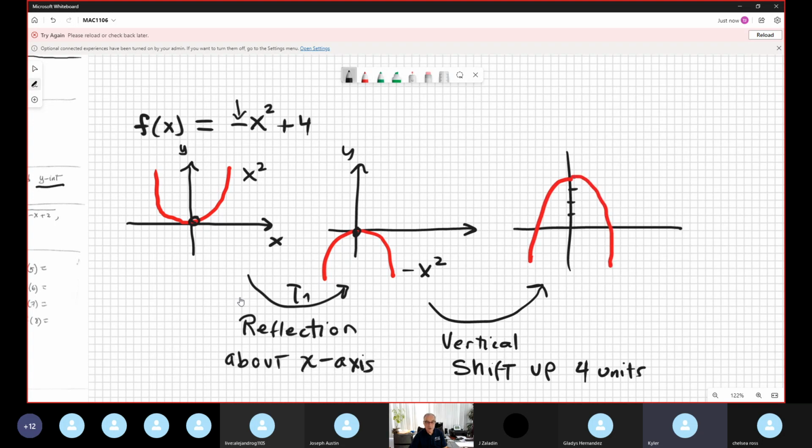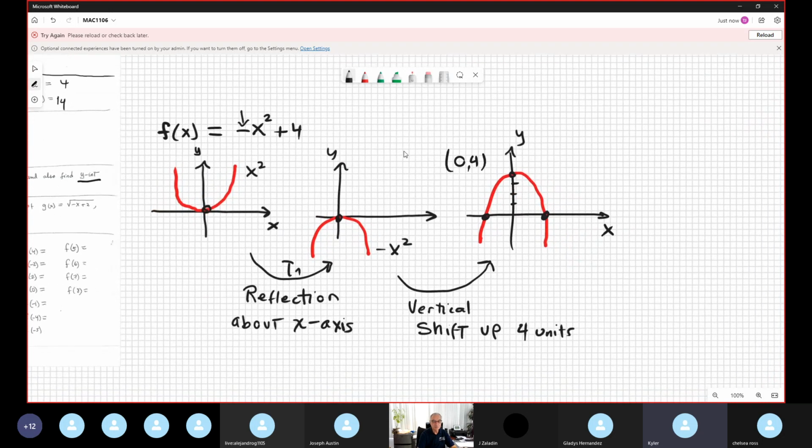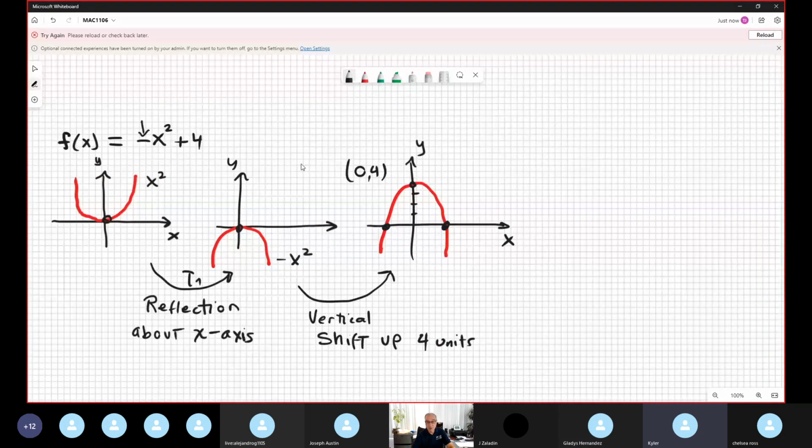And by the way, the y-intercept is that point, 0, 4. And the x-intercept, I have no idea. I find it out using the formulas. So far, does everyone follow me with the graphic part and transformations? Yes. Okay. Now, what is the formula for finding the y-intercept?